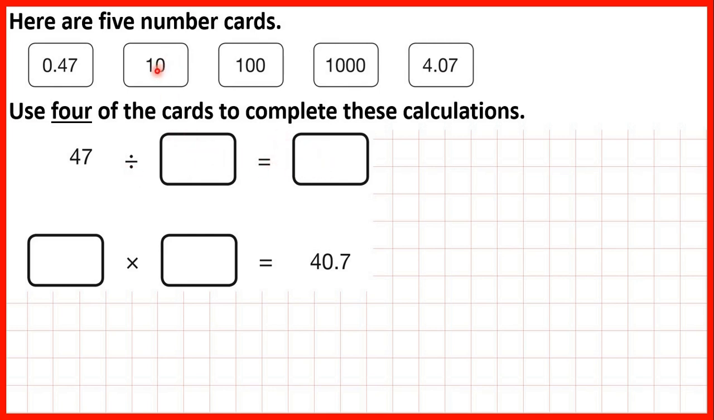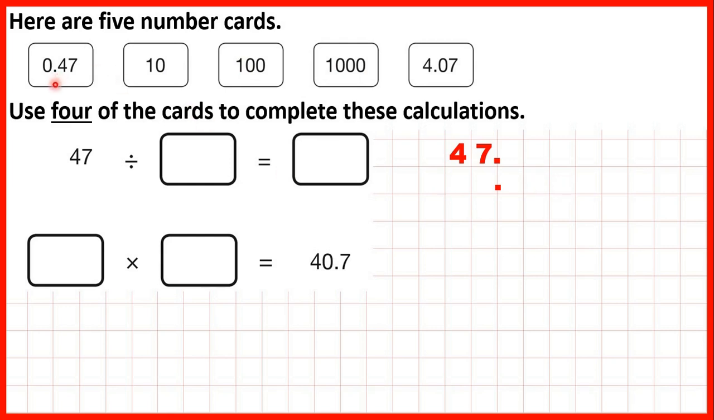Now we can see that here we're going to be dividing by 10, 100 or 1000. So what we can do is write out 47, and then because that's a whole number, we can put a decimal point on the end. Then we can copy down our decimal point, and remember, to divide by 10 we can move the digits 1 square to the right. To divide by 100 we can move the digits 2 squares, and to divide by 1000 we can move the digits 3 squares.